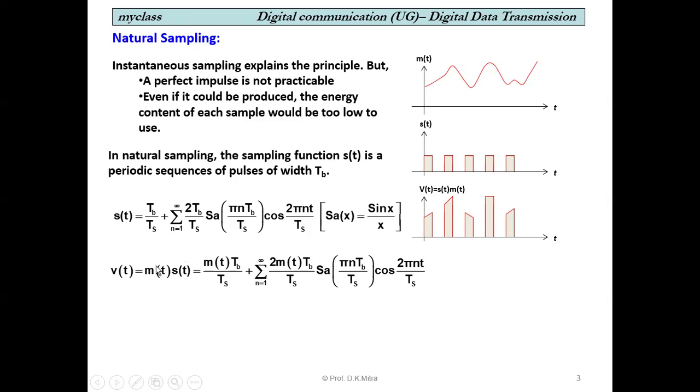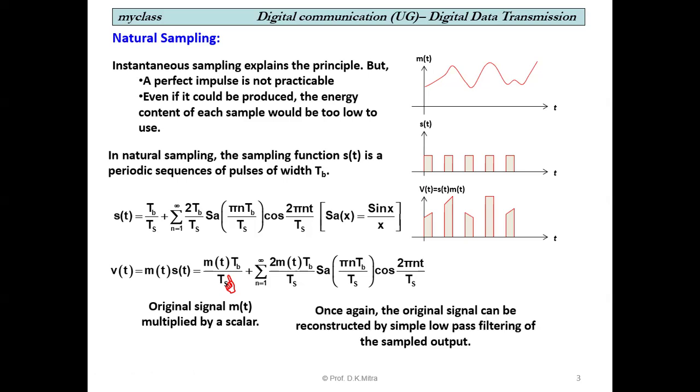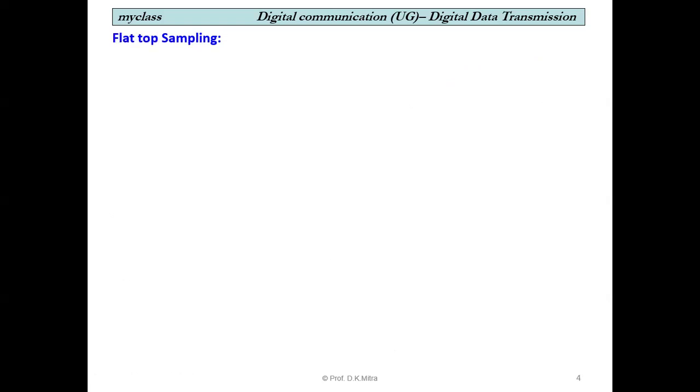Then if you multiply ST with MT, naturally you get this function where MT is multiplied everywhere. Once again, you find if we can filter out the higher frequencies, we get the baseband signal. So this is the original signal MT multiplied by a scalar, right? Once again, the original signal can be reconstructed by simple low-pass filtering of the sampled output. That is the idea. Then you go to the third part, which is called flat top sampling.